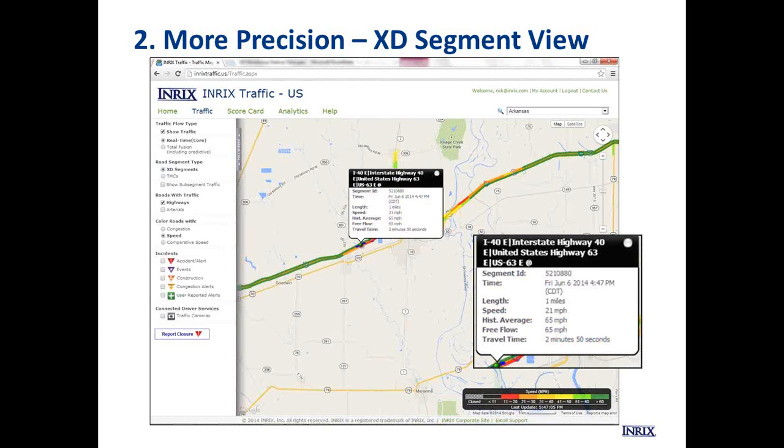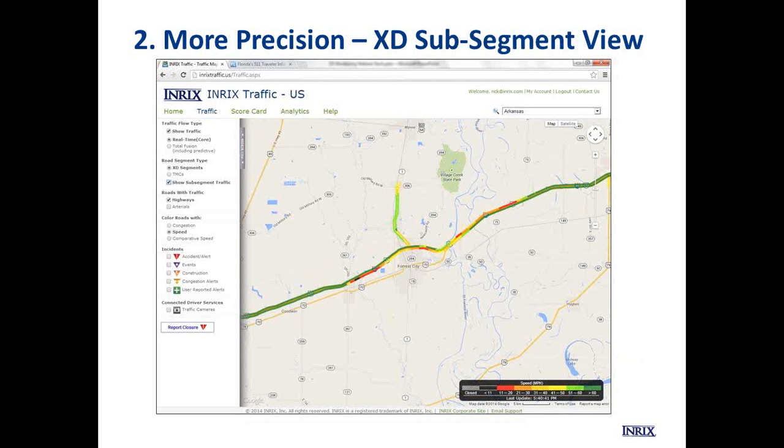So here we are, a 1 mile XD segment. You can see the speed then mile by mile, as well as what the typical speed would be for this time of day and the free flow speed for that segment, and then of course the travel time across that segment, currently. And again, this refreshes once every minute.